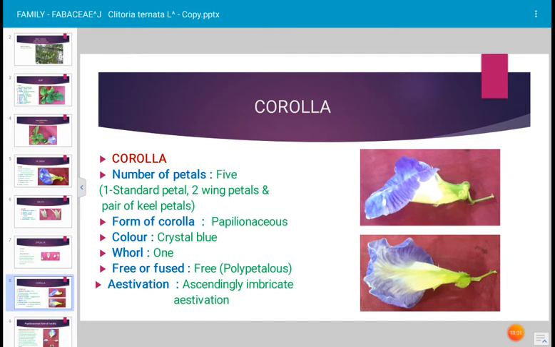And aestivation, that means arrangement of the petals in the corolla. How is the arrangement? That is called aestivation. Aestivation is ascendingly imbricate. What is ascending imbricate aestivation? In this case, the odd petal is posterior and completely inside, and one of the anterior petals is completely outside, and the remaining petals have one edge outside and the other edge inside to the adjacent petal. This is the definition of ascending imbricate.